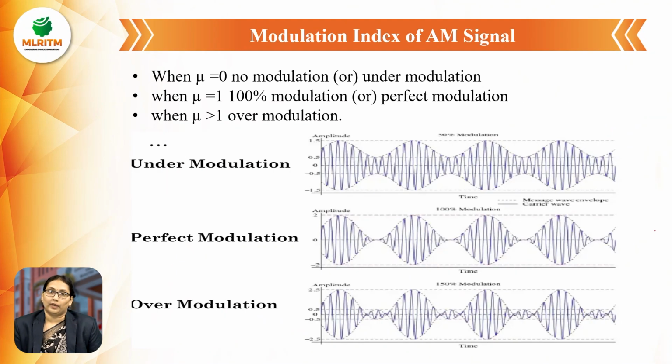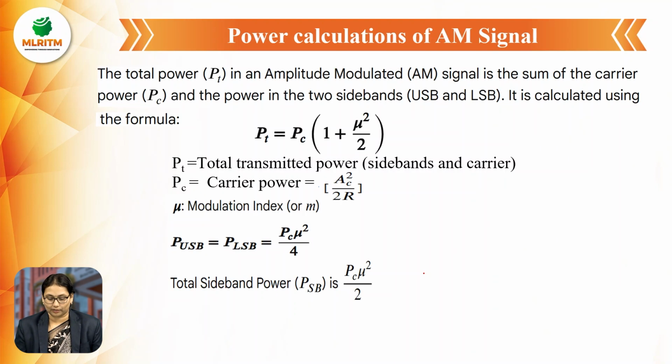Next, depending upon the modulation index, we will have types of AM waves. Suppose mu is equal to 0. This means no modulation. When mu is less than 1, we call it under modulation. When mu is equal to 1, it is 100% modulation, or we can call it perfect modulation. When mu is greater than 1, it is over modulation. So the resulting waveforms will be like this. For under modulation, the waveform will be like this. For perfect modulation, the waveform will be like this. For over modulation, the waveform will be like this. This is about the modulation index of an AM wave.